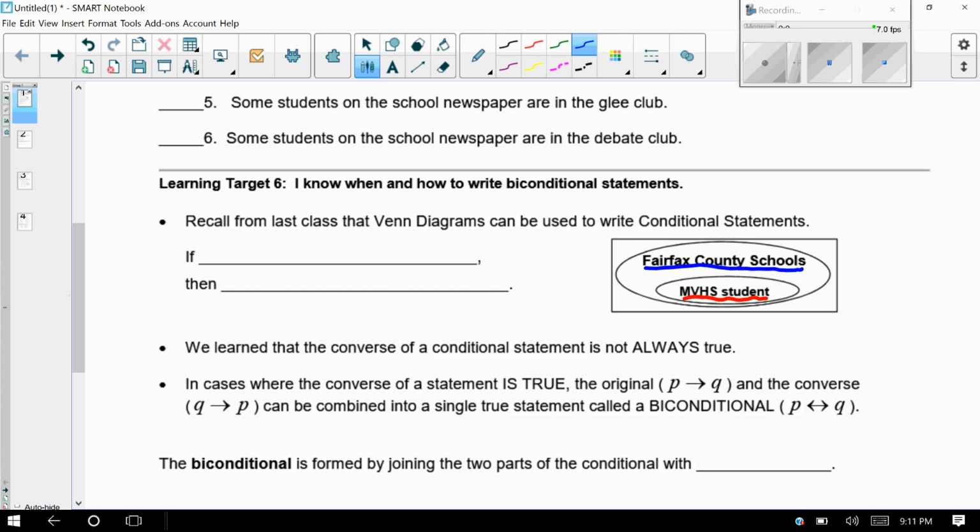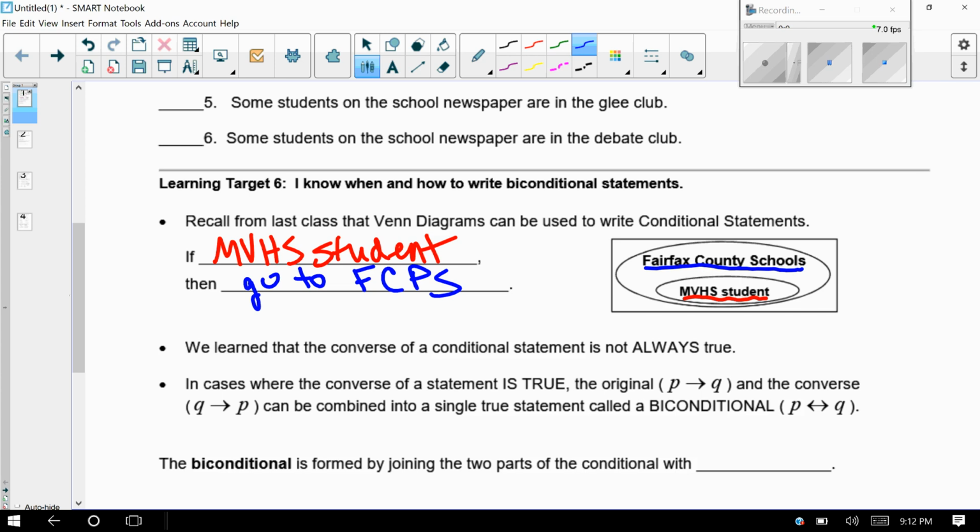So if I am a MVHS, oops, let me do it in red. Okay, guys. Let me stay color coordinated. MVHS student. And then after the then, that's the bigger circle. Then I am part of, or I go to a Fairfax County Public School, right? I am part of, let's say, go to Fairfax County Public Schools. You guys okay with that? FCPS.